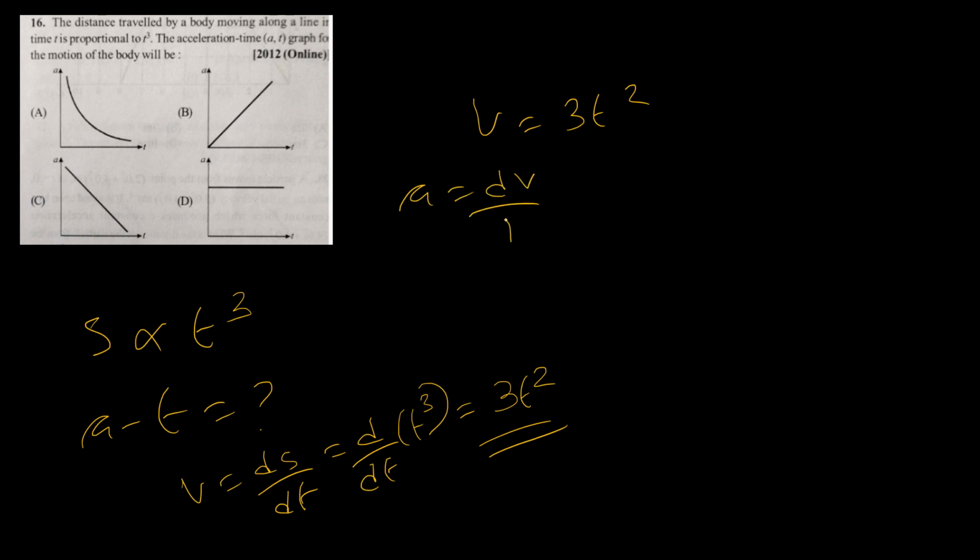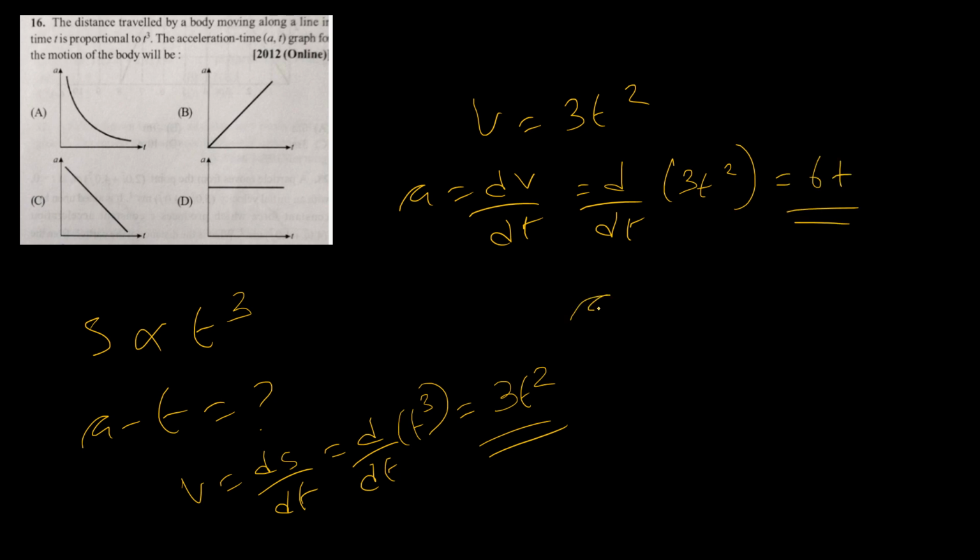The distance traveled by a body along a line in time t is proportional to t cube, that is s is proportional to t cube, is given in the question. We have to find the acceleration time graph, that is, the relation between a and t. First of all let us find velocity. We know that velocity v is equal to ds by dt, so it is d by dt of t cube, which equals 3t square. Now we need to find acceleration. a is equal to dv by dt, which is d by dt of 3t square, which is equal to 6t.